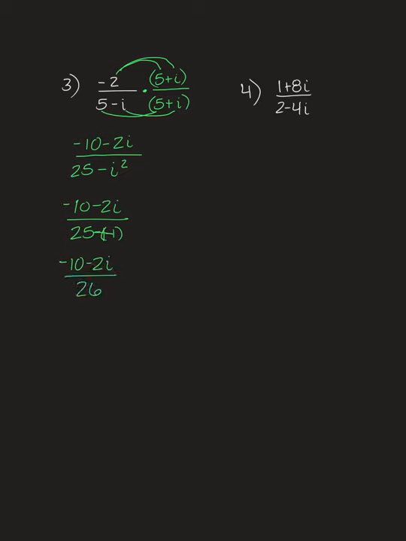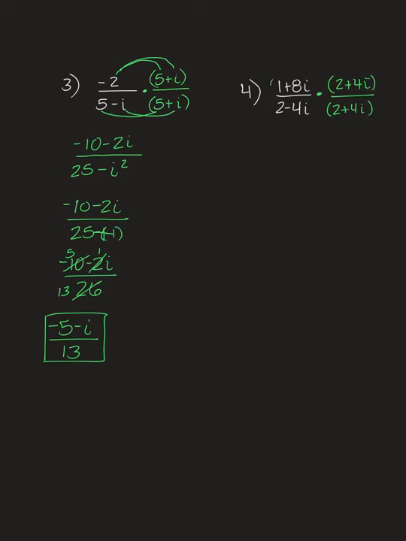And I can actually reduce each of these by 2. So 2 goes into 10 5 times, 2 goes into 2 once, 2 goes into 26 13 times. So your final answer is going to be negative 5 minus i over 13. Looking at number 4 here, again, multiply by the conjugate of the denominator. So we would have 2 plus 4i.